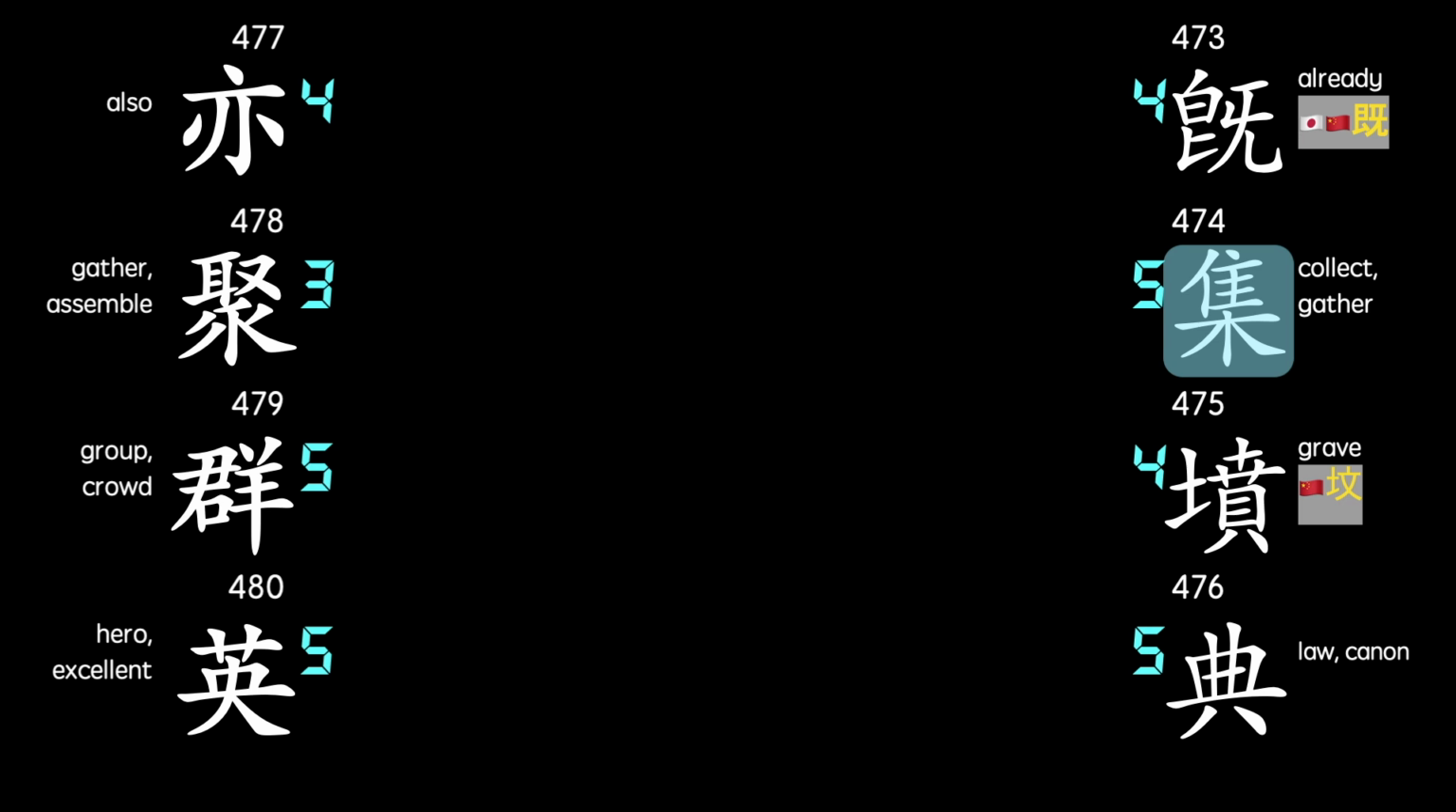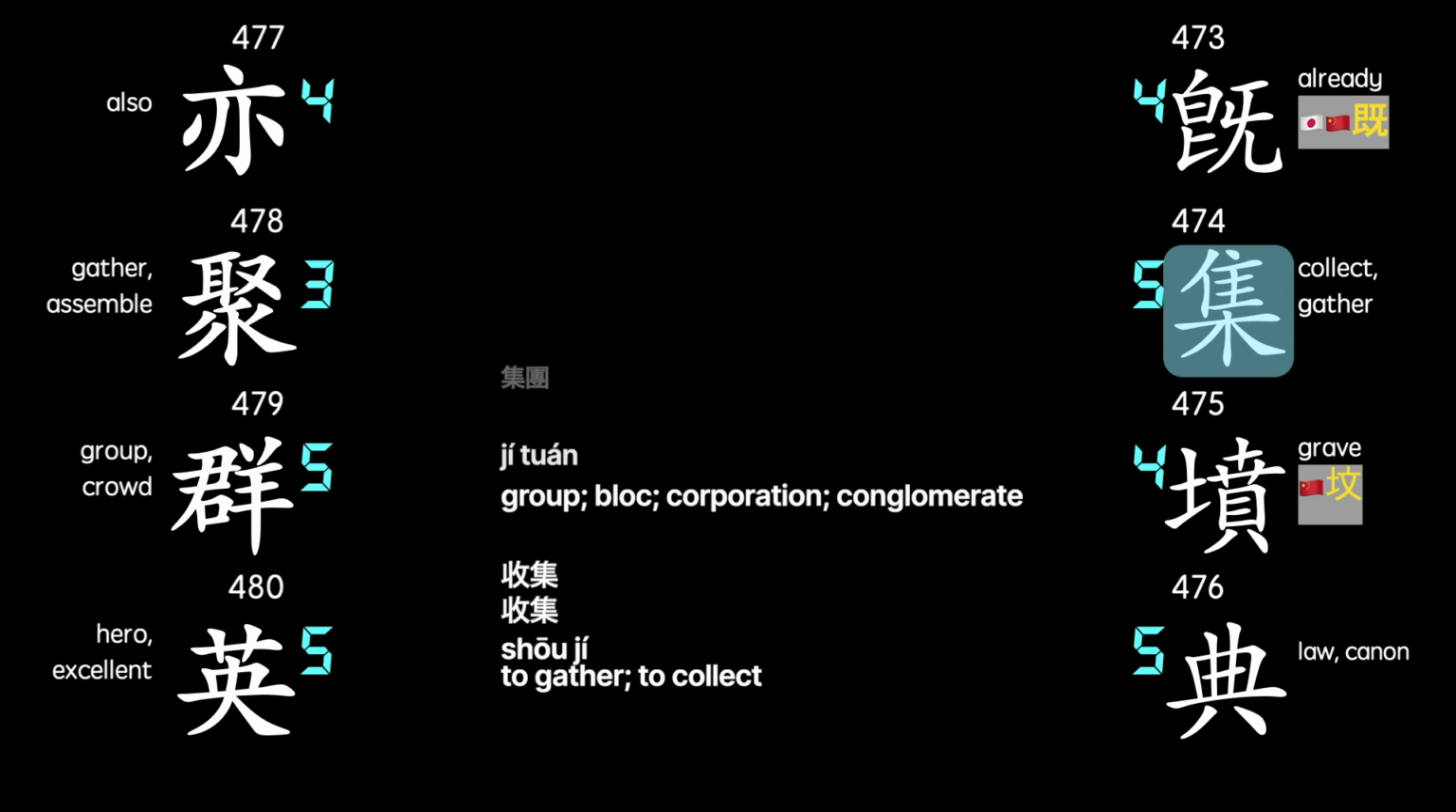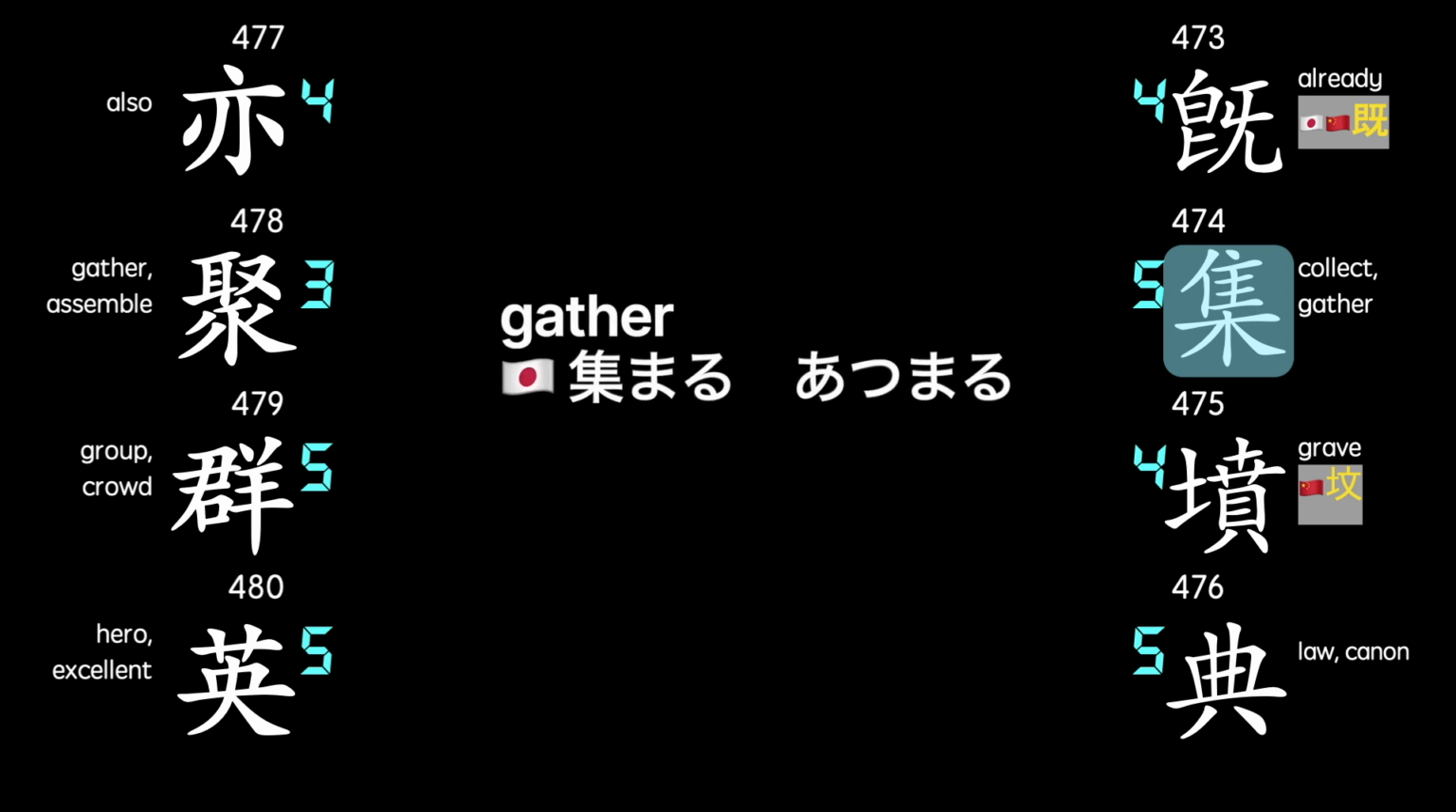This is a very common character. As it means gather, it appears in words related to compilation, concentration, and collections. The common Japanese verb for gather, as in a gathering of people, is atsumaru, and it uses this character.